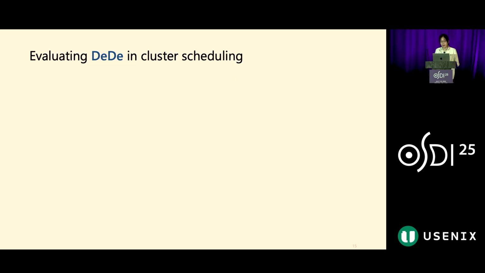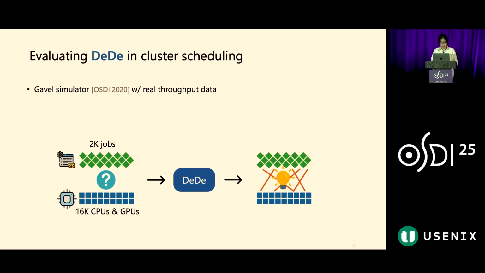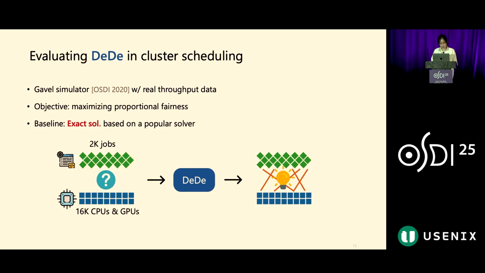We evaluate several popular resource allocation problems. Here we focus on the cluster scheduling problem as we saw earlier in the example. To do this, we use the Gavel scheduling simulator along with the real throughput data. In our simulation, DeDe allocated 2,000 jobs across 16,000 CPUs and GPUs. The goal is to maximize the proportional fairness in the resource allocation. As a baseline, we compare against the exact solution computed by a popular solver, which models the problem as a convex program. This is more difficult than the previous example, which involves only linear programming.